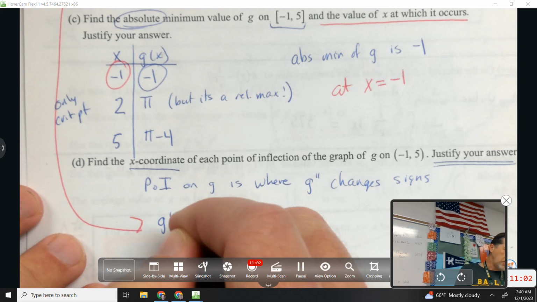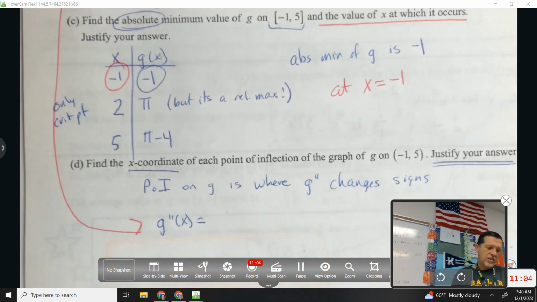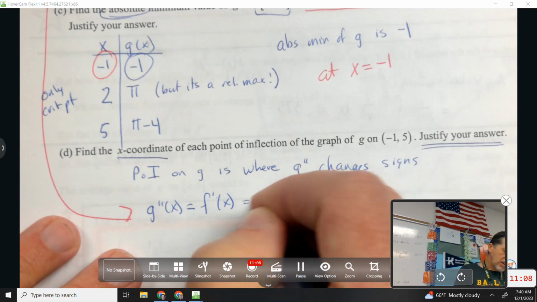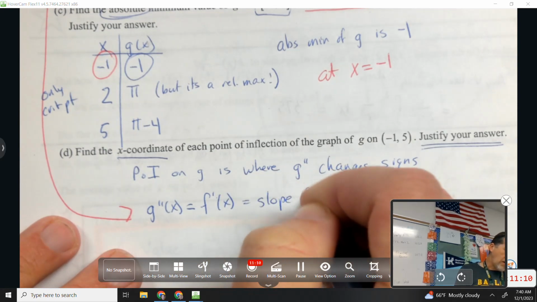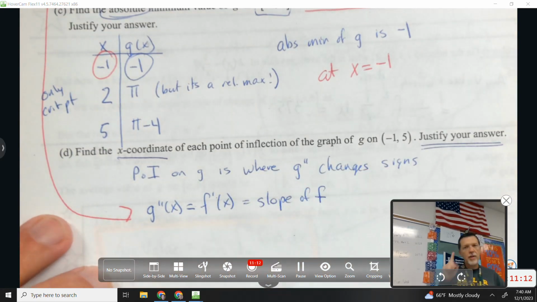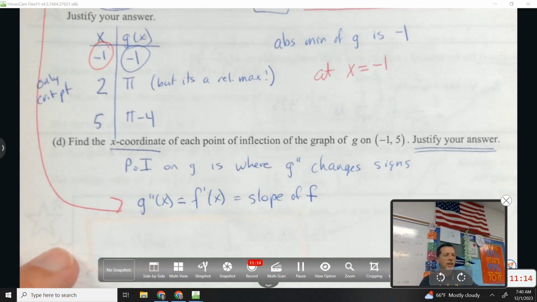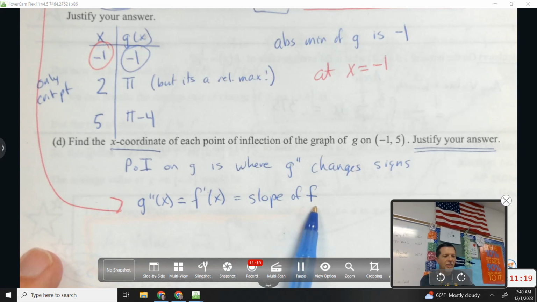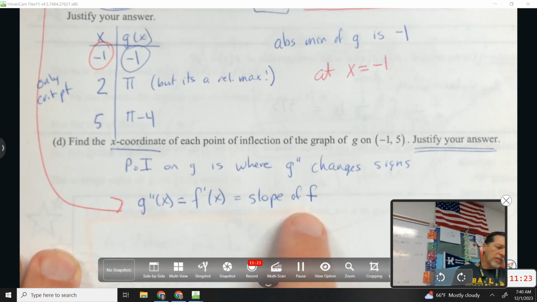So G double prime then is f prime of x, which is the slope of f. So I'm trying to get things in terms of f, because f is what I know. I've got a picture of f, so I would like to get things in terms of that picture. So I want to know where the slope of f changes signs.